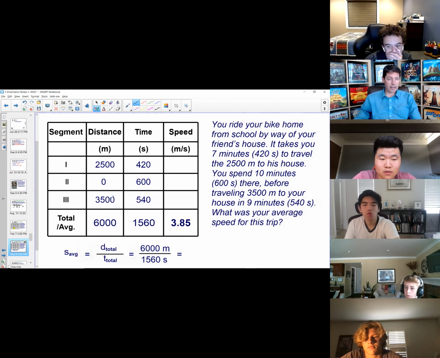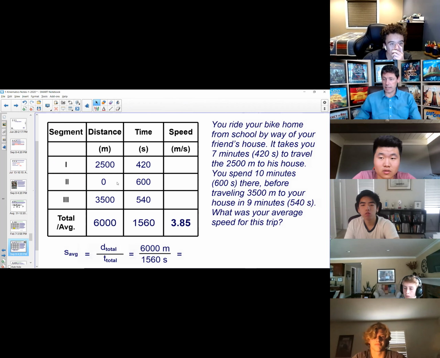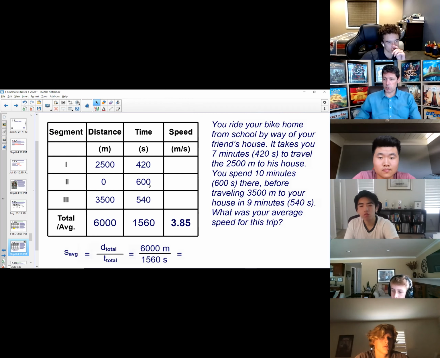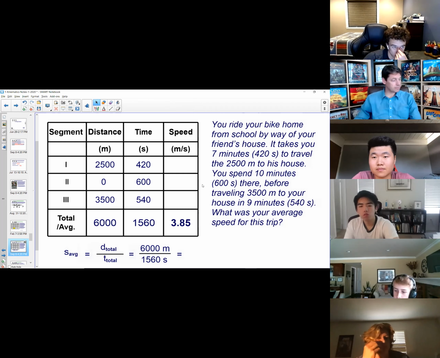Any questions about that? What happens if the question asks you to get rid of the second part of the segment? Oh, if they just ask you to ignore that part? Yeah. Then you would just take out this 600 seconds from your total time. Okay. So you would just take 2,500 plus 3,500 divided by 420 plus 540. Good. Any other questions?